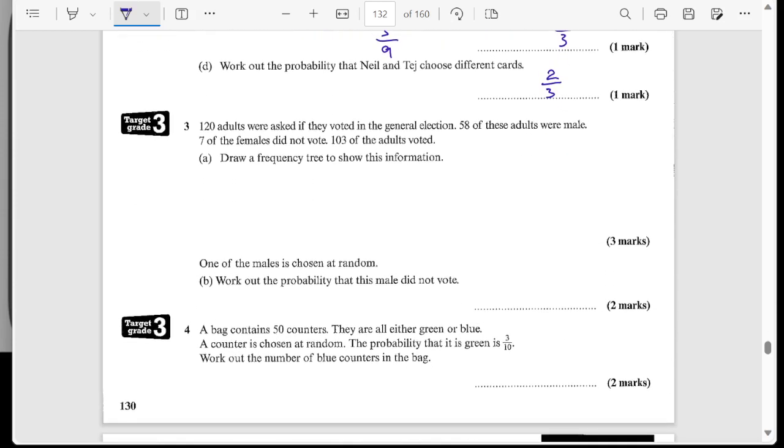Okay, question 3. 120 adults were asked if they voted in the general election. 58 of the adults were male, 7 of the females did not vote, 103 of the adults voted. Draw a frequency tree to show this information. So frequency trees are quite nice. So we tend to do them as circles.